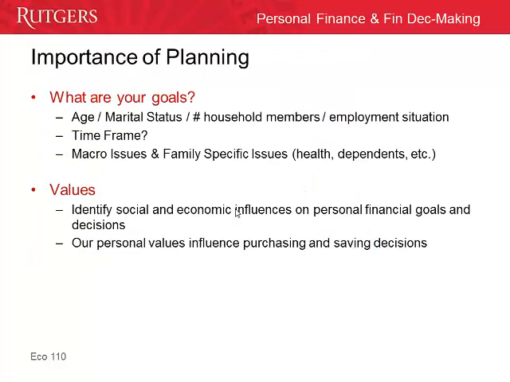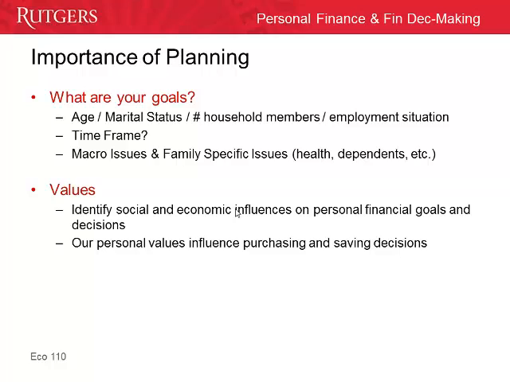One of the things that is discussed in chapter 1 is the idea of goal setting, and things that influence your goal setting will be items like your current age, your marital status, the number of household members, and your employment situation. We're also going to talk a little bit about time frame for setting your goals, short, medium, and long run. In a couple slides, I'll talk about macro issues and family-specific issues that would influence your planning.